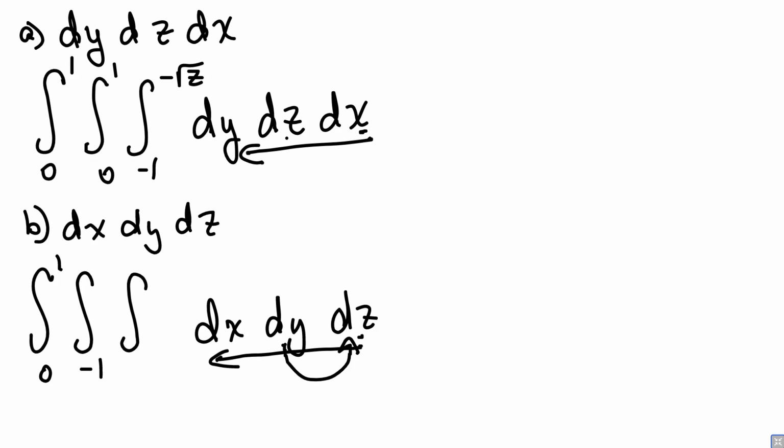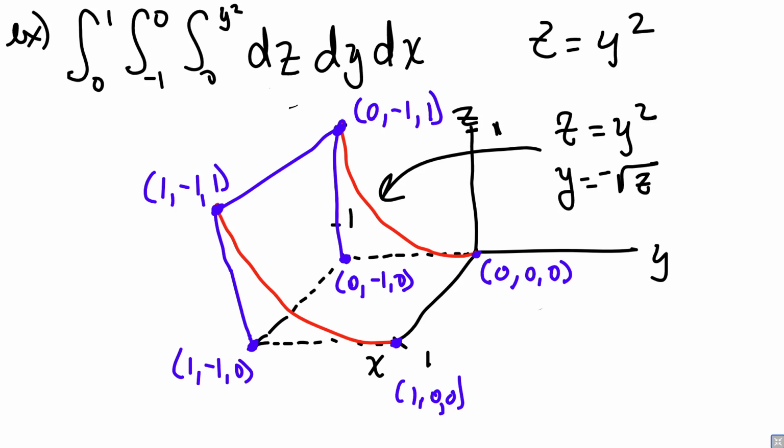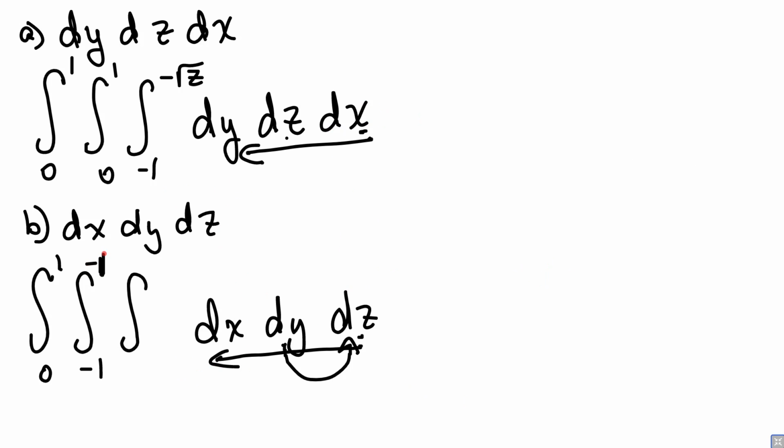It won't be 0, because you have to remember that we have to follow along the curve. So if we follow along the curve, what are we going to use? Okay, so it's right there. So we're going to go to negative square root of z.